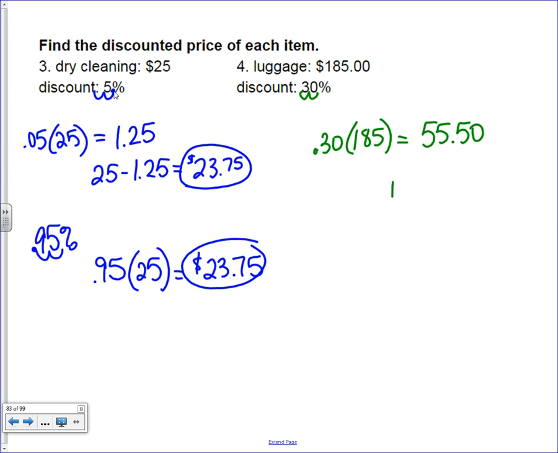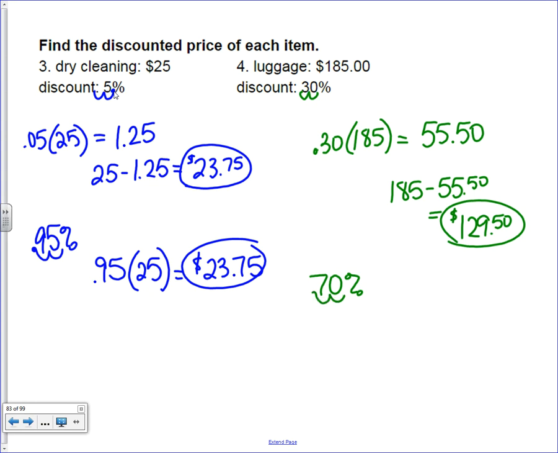So now I'm going to take my luggage and I'm going to subtract the discount, and that gives me a final price of $129.50 for my luggage. Or I can say, okay, I'm not paying 100% for this luggage. Because I have a 30% discount, I'm paying 70% for my luggage. Move that decimal point 2 spots, you get 0.70 times that $185 will give you the same final price of $129.50.